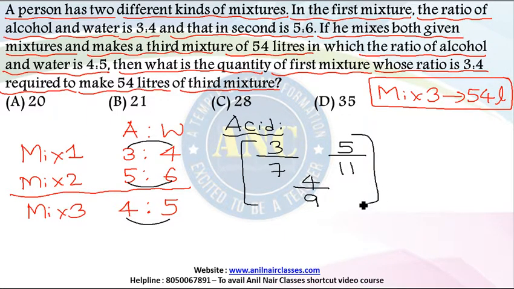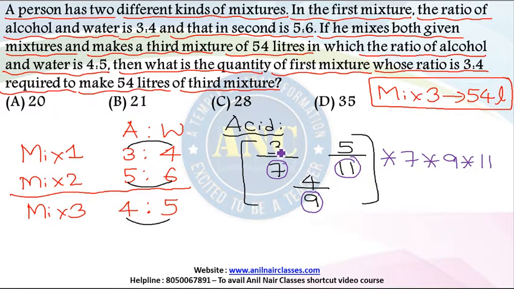But I definitely do not like to work with these fractions as 3 by 7, 5 by 11 and 4 by 9. I would like to convert them to whole numbers. LCM of 7, 11 and 9: all these three numbers are co-primes, and the LCM of co-primes is nothing but their product. Multiply the whole thing by 7 into 9 into 11.